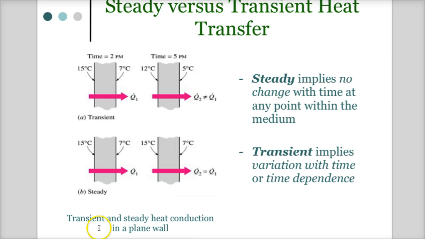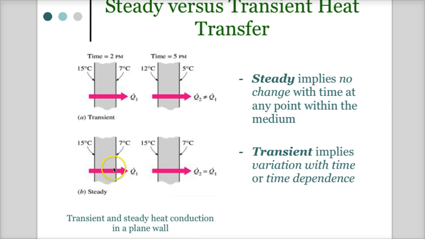So part A is transient heat transfer. So Q, which is the heat flow, is not equal to Q1. Q1 is at 2 p.m. and Q2 is at 5 p.m. So the rate of heat flow is not similar, because here it is 15 and 7, while after a while the temperature drops to 12 and 5. So the rate of heat transfer is not the same or not consistent.